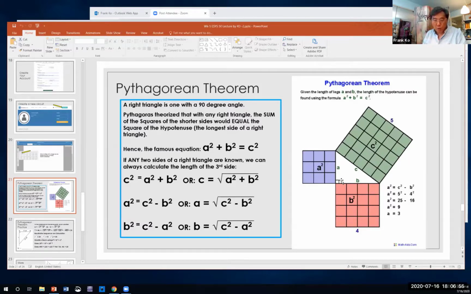Given any right triangle, what he theorized is if I square side A, one of the shorter sides, and I square side B, another one of the shorter sides, and I add the squares together of a squared plus b squared, that will calculate to be equal to the length of side C squared. So here's the famous equation. You all may remember a squared plus b squared is equal to c squared. And that is a reflection of the diagram that's shown in this particular slide.